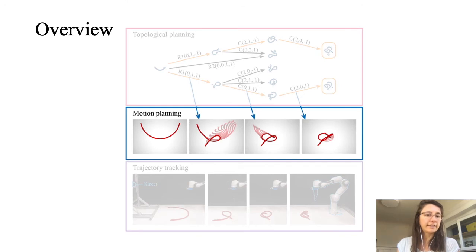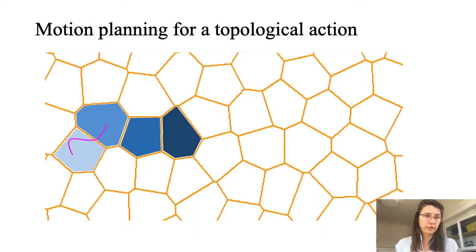Okay, so in the second level, we want to find the robot motion trajectories for each of these topological actions. In other words, we want to find a trajectory in this geometric state space that goes through two cells and satisfies the kinematic constraints of the rope and the robot. And we will learn the distribution of robot motion trajectories that can succeed at a given topological action, conditioned on the initial geometric state of the rope.